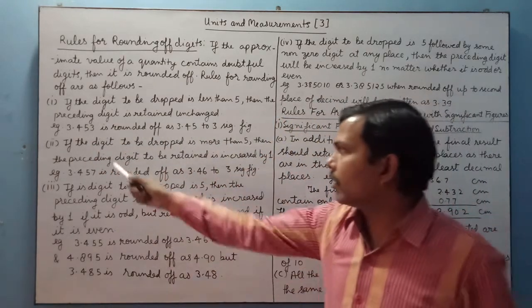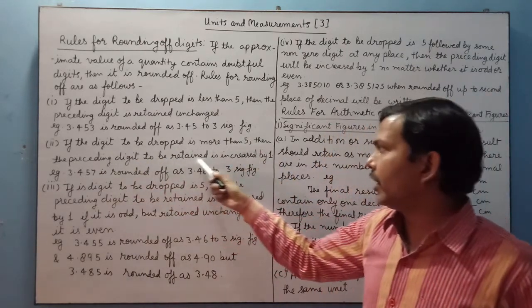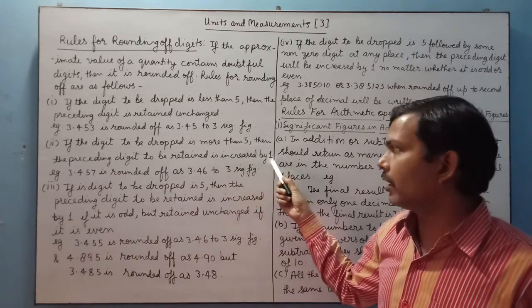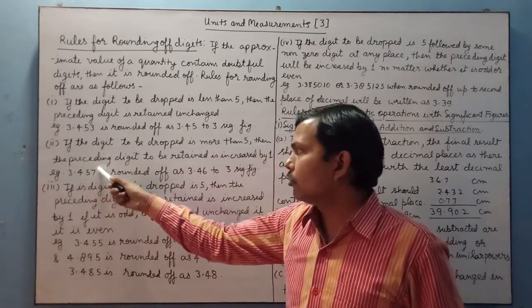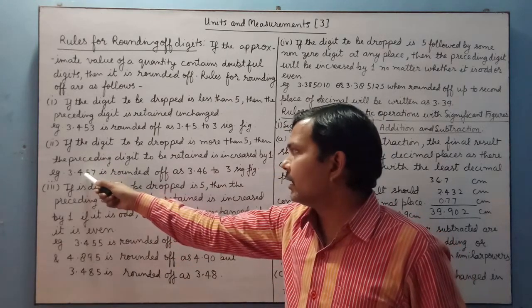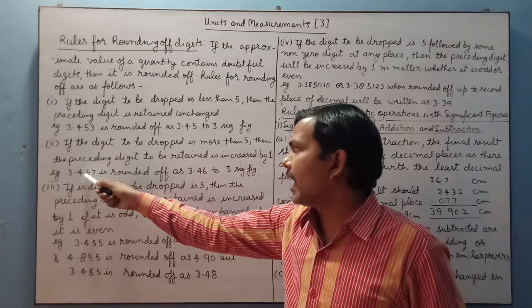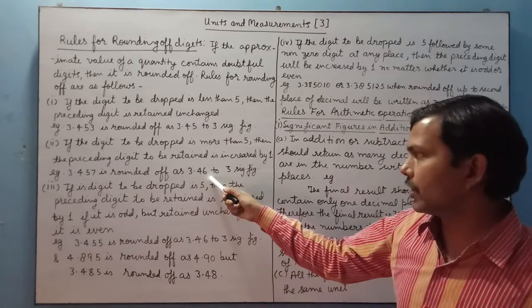Next is, if the digit to be dropped is more than 5, then the preceding digit to be retained is increased by 1. Here you can see the example, 3.457. The digit to be dropped is 7, which is more than 5. So the preceding digit is retained by adding 1 to it. So it will become 3.46.